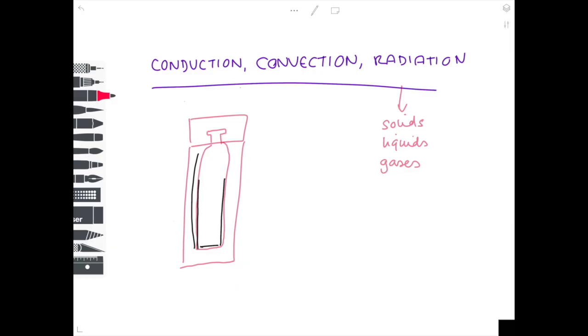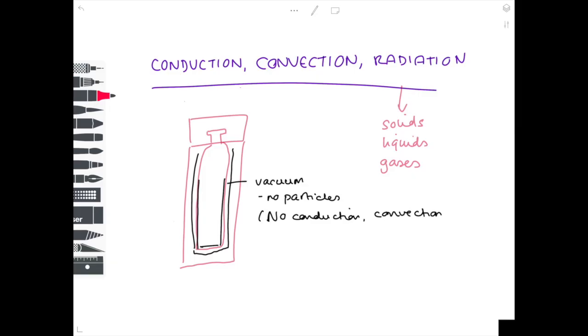So, first of all, the most obvious thing here to point out is that it has a vacuum. Now remember that a vacuum is a space with no particles, and we know that both conduction and convection require particles in order to occur, so we say that there is no conduction or convection that can occur within this vacuum. And as always, I'm linking the property with which type of heat transfer it prevents. There are silvered surfaces which line the bottle or line the flask. And the point of that is that it reflects infrared radiation back at the contents of the flask, keeping it hot or keeping it cold.